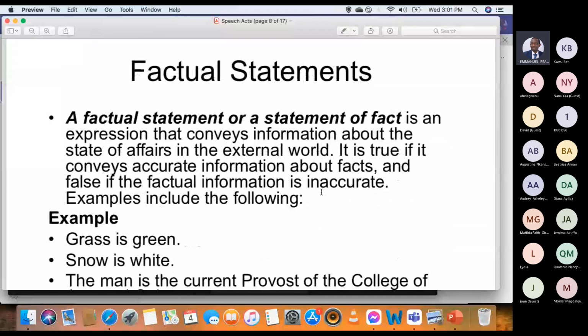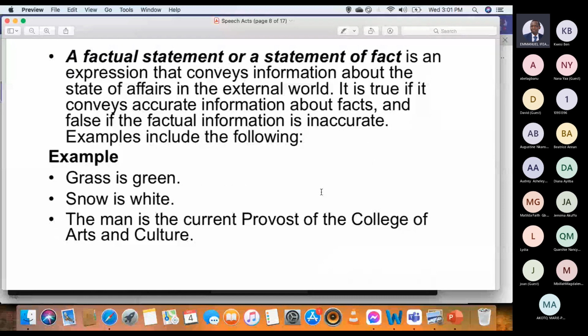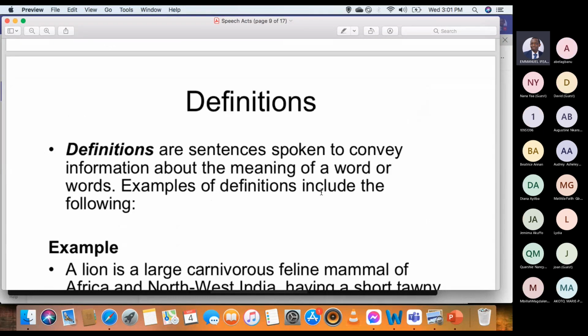For the factual statements, we saw that it's an expression that conveys information about the state of affairs in the external world. It is true if the facts are accurate, and false if the factual information is inaccurate. You can verify it by checking the facts. Then for the definitions, we say they are sentences spoken to convey information about the meaning of a word. So the function of definitions is to provide meaning.